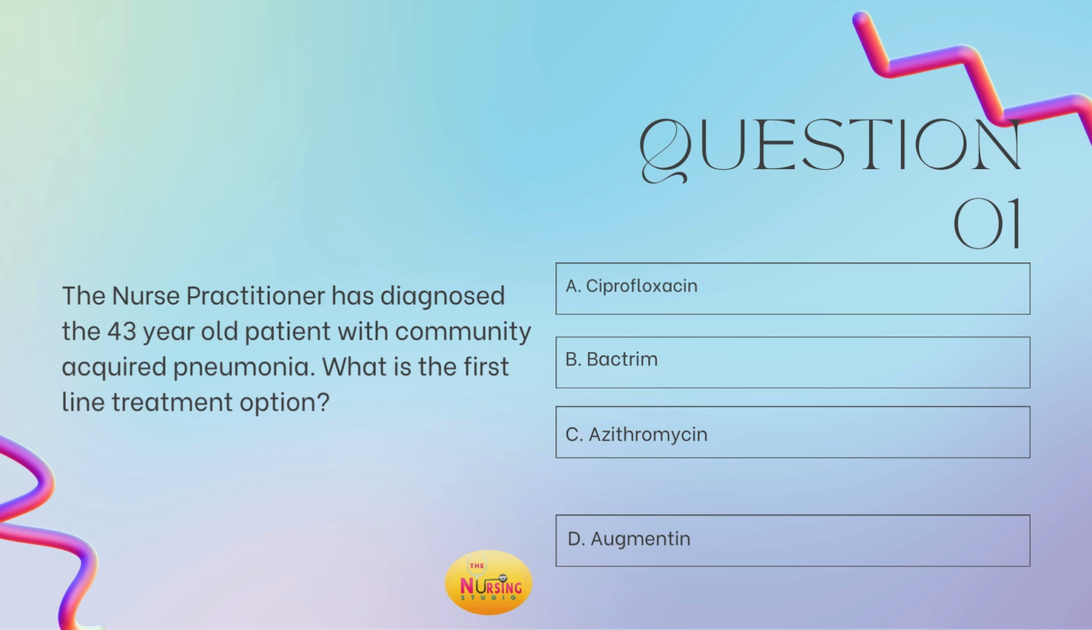And the best answer here is C, azithromycin. Now, this is someone who is 43 years of age, so they are a young adult. They don't have any comorbidities listed, so you can utilize monotherapy, meaning one treatment option. So you can do your azithromycin as your macrolide, which has been proven to be at the top of the first line therapies in the guidelines for community acquired pneumonia.